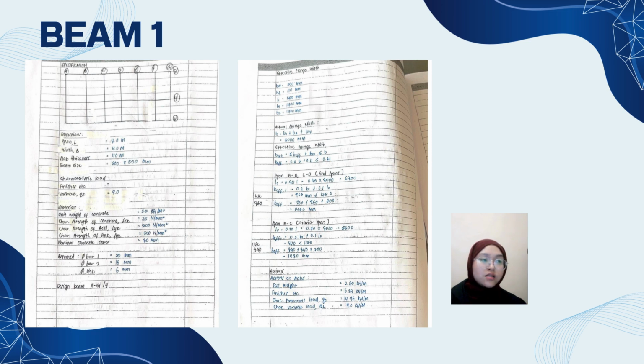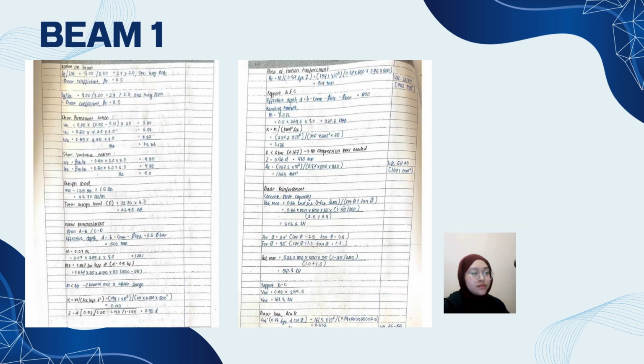Step 3 is loading. Finally, we determine the total action or load acting on the beam. The permanent load, which includes the self-weight and finish, totals 14.96 kN and the variable load is 9.0. This load will be used in the next step to calculate the bending moment and shear force.